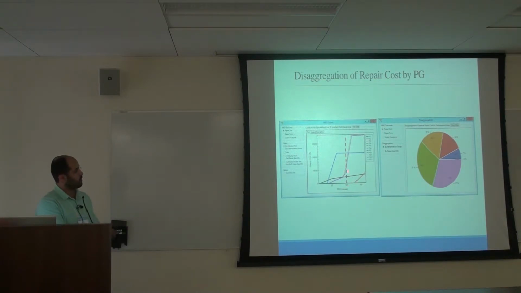I chose 100 PGV, centimeter per second, PGV. So you can see all the disaggregation of the performance group. Similar can be done to the repair items.